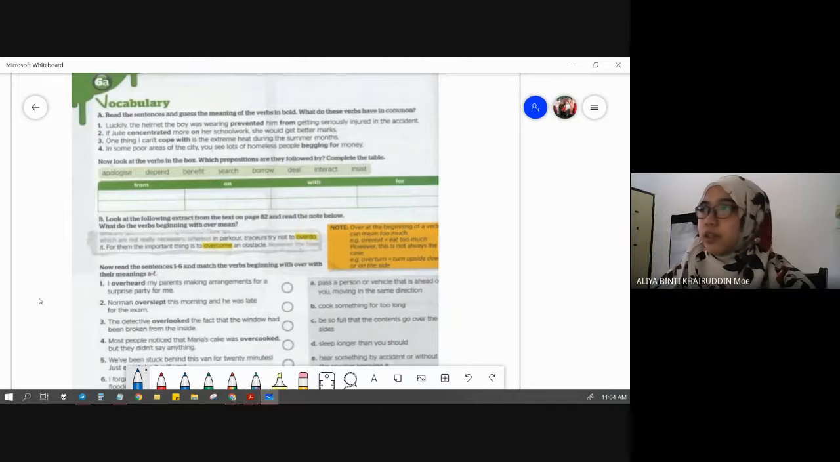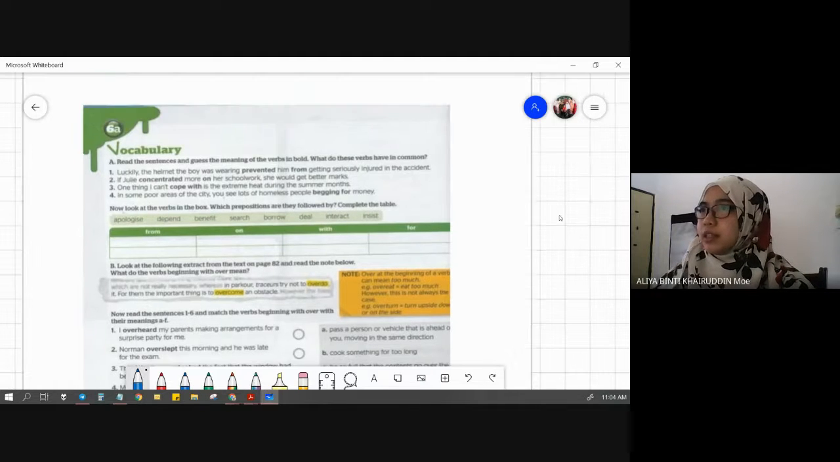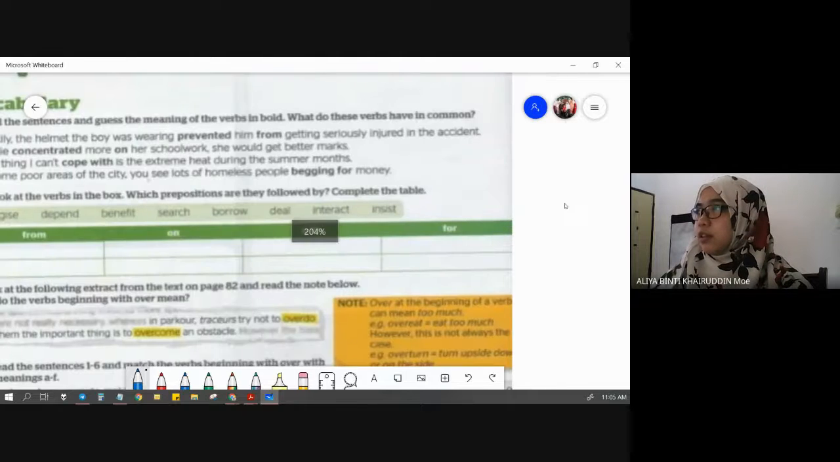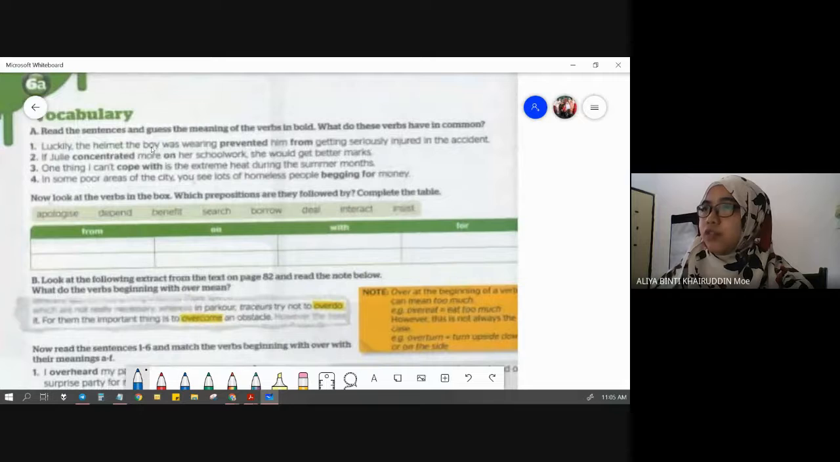All right. So if you look at these words, let's look at A. Look at sentences 1 until 4 here. Luckily the helmet the boy was wearing prevented him from getting seriously injured. If Julie concentrated more on her schoolwork, one thing I can cope with is the extreme heat. And you see lots of homeless people begging for money, begging for.